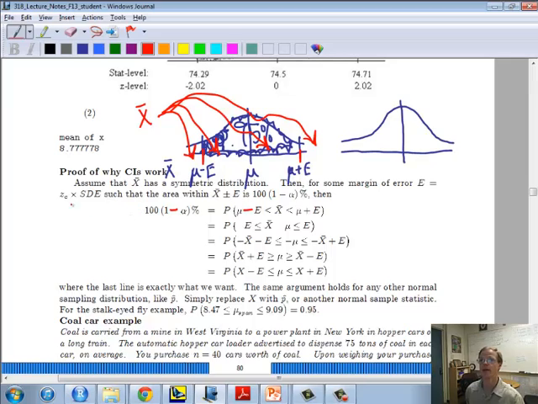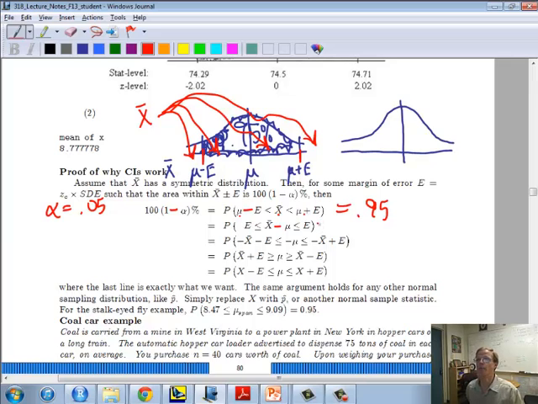95% of the time, if I let alpha in this formula be 0.05, then this is going to be 95%. So let's just put that on for our eyeball's sake. Okay, great. Well now, algebraically, I'm going to subtract mu from every single part of this inequality, and I get this.